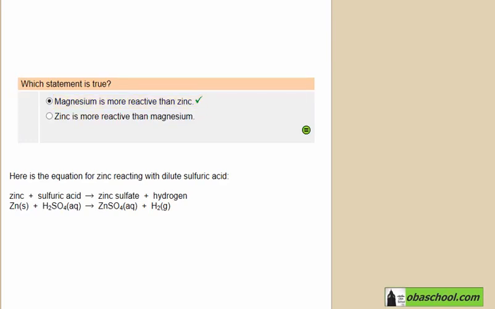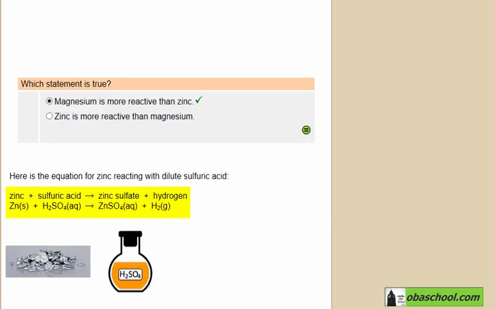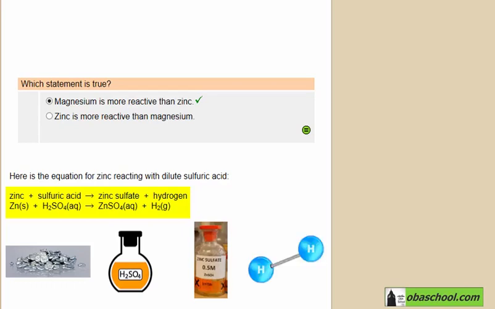Here is the equation for zinc reacting with dilute sulfuric acid. Zinc, Zn, plus sulfuric acid, H2SO4, will produce zinc sulfate, ZnSO4, plus hydrogen gas, H2.